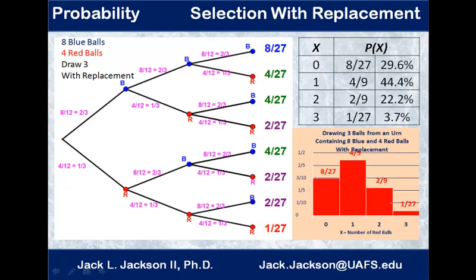And you get a look at the histogram there. Notice that a 1 is the most popular thing, followed by 0 and 2. And finally, 3 is pretty rare.